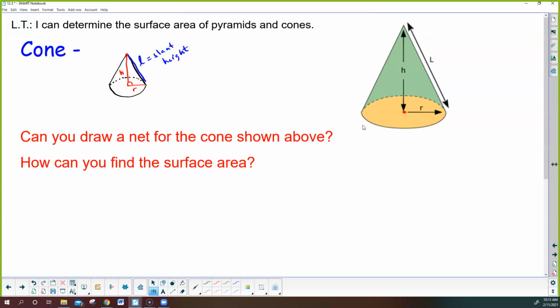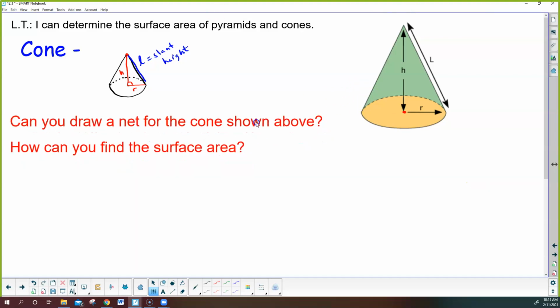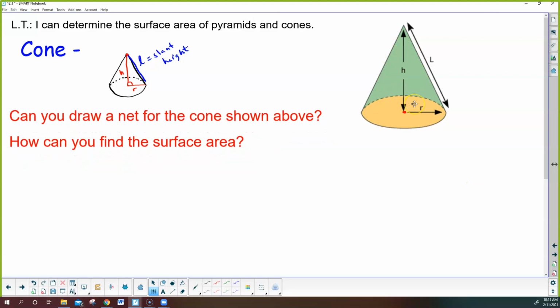Okay. Now, little challenge for you. Every year I love to see people's interpretation. I would like you to try to draw a net for this cone, either one of these, and then think of how you could find the surface area. Okay, so give that a minute or two. Think about what a net looks like for a cone.